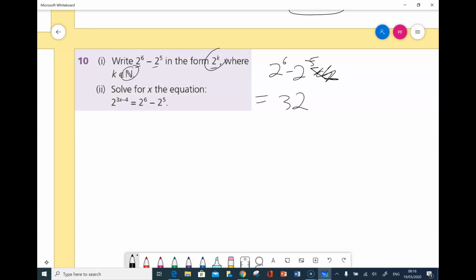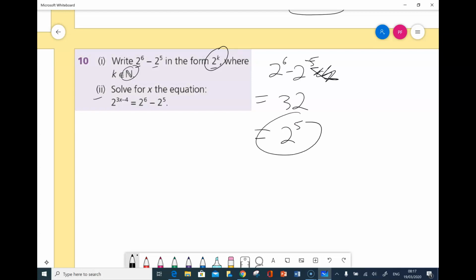But we need it in terms of 2 to the power of k. So what can 32 be as 2 to the power of something? Well, let's just start putting numbers into the calculator. 2 squared is 4, and 2 cubed is 8. And 2 to the power of 4 is 16. 2 to the power of 5 is 32.